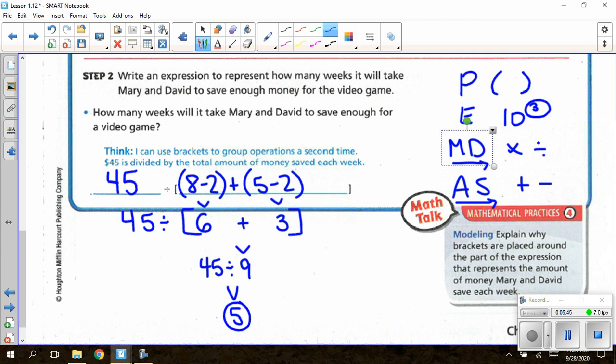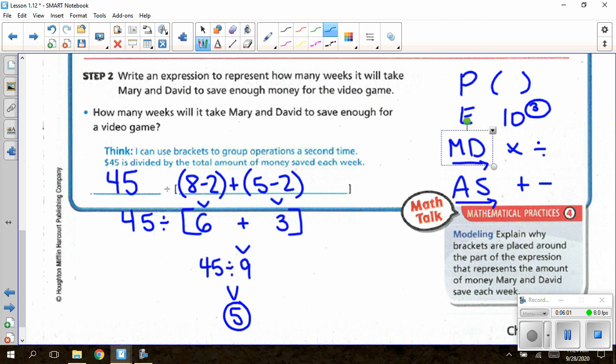So to answer their question for how many weeks, we know it would take them 5 weeks. Now I know this question is truly asking for the expression, but this just helps you know how we would solve it to find the final answer of how many weeks.